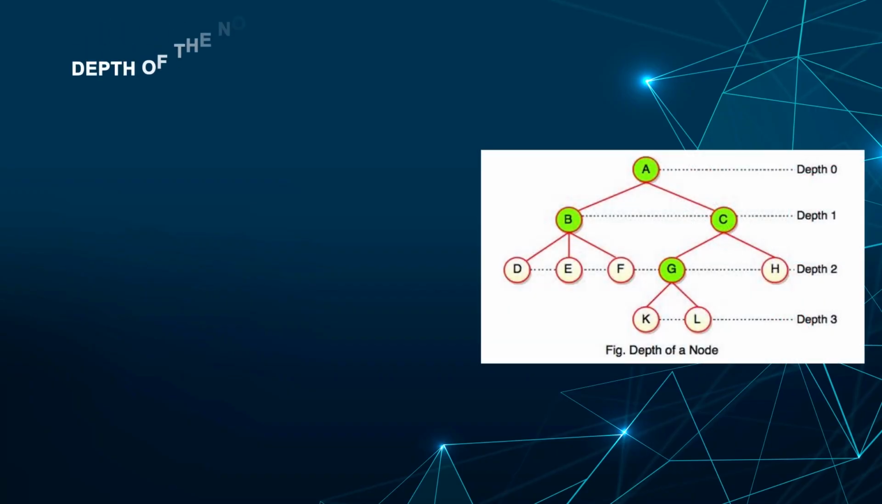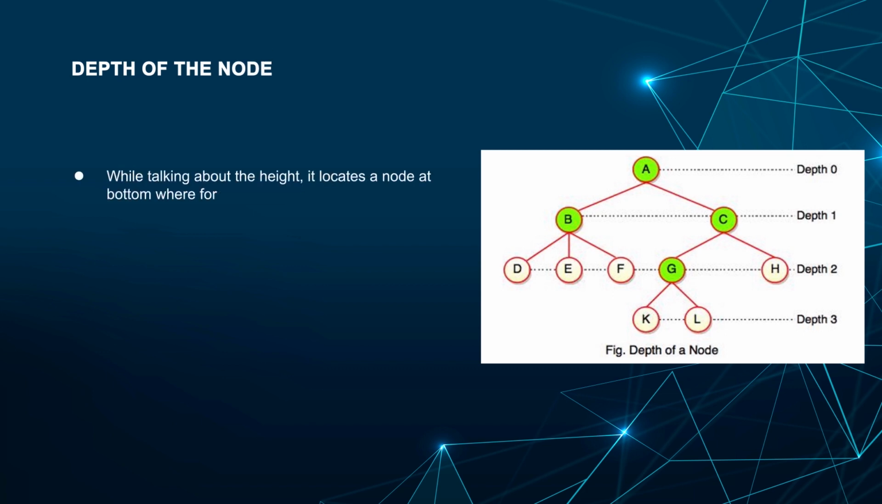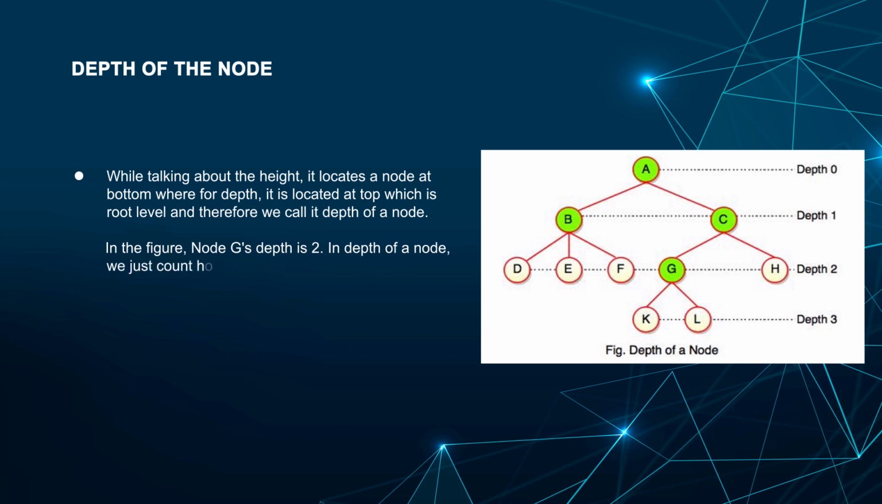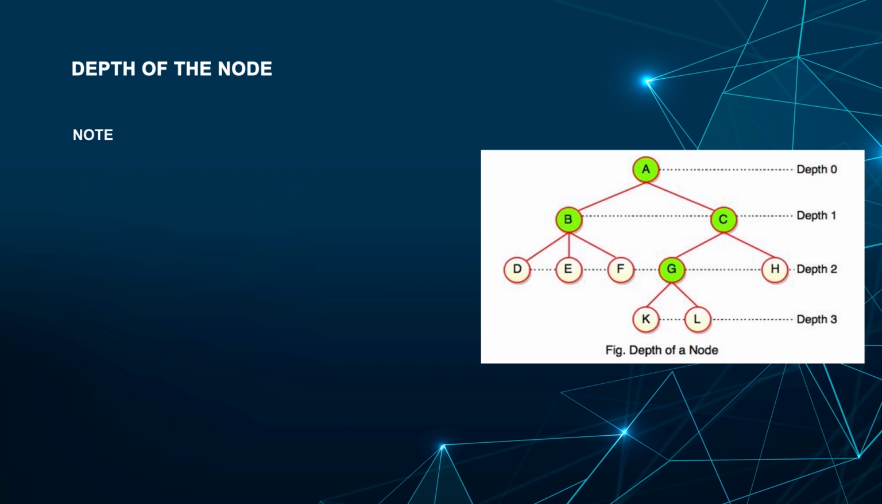Next is depth of a node. While height locates a node from the bottom, depth is measured from the top, which is the root level, and therefore we call it depth of a node. In the figure, you can easily understand that node G's depth is 2. In depth of a node, we just count how many edges are between the target node and the root node, ignoring the direction. The depth of the root node is 0.